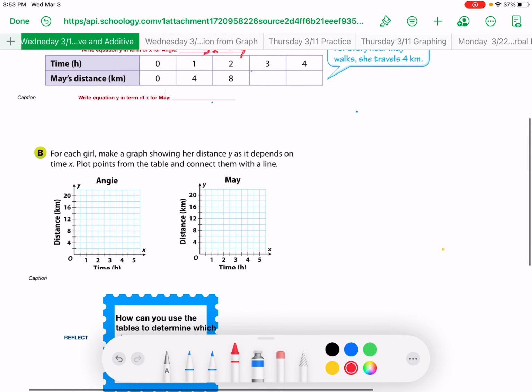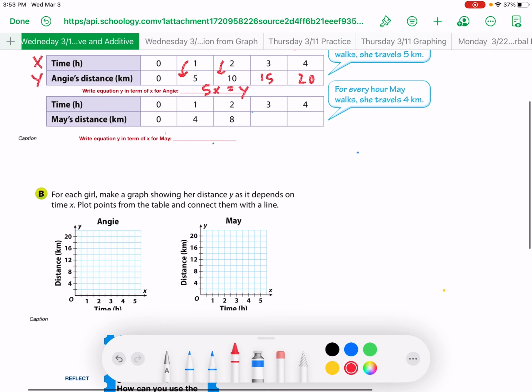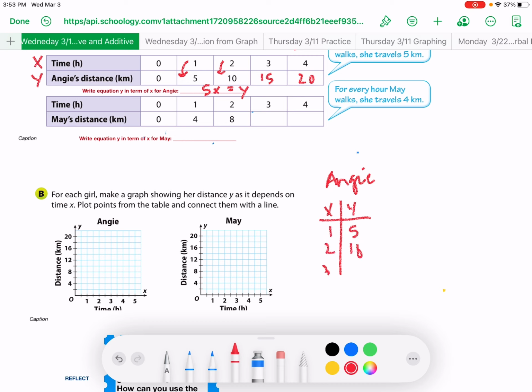I'm going to go down here to the graph. We're going to plot the points for the table and then connect the lines. So I'm going to write these out in ordered pair form. I'm going to say Angie. I have my x and my y, and I have 1, 5, 2, 10, 3, 15, and 4, 20. Now I'm going to graph these, 1 and 5.